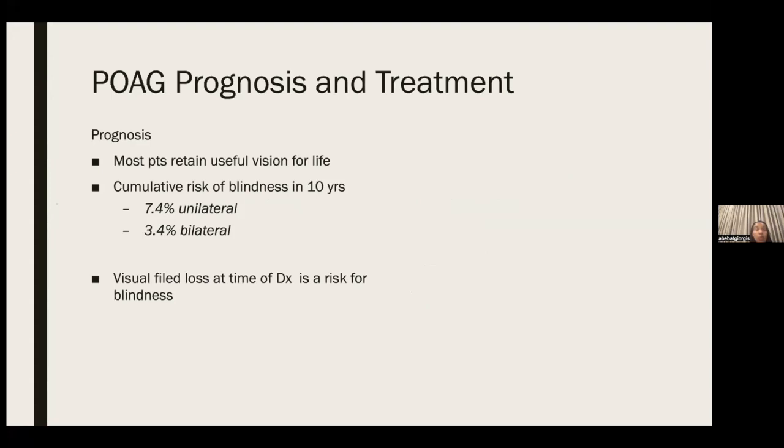POAG prognosis and treatment. The prognosis: most patients retain useful vision for life. The cumulative risk for blindness in 10 years is 7.4% for unilateral cases and 3.4% for bilateral cases. But if there is visual field loss at the time of diagnosis, the risk of blindness is high, meaning the glaucoma is in its advanced stage at the time of diagnosis. And treatment is similar to the other forms of glaucoma: topical medication, laser treatment, and filtration surgery.